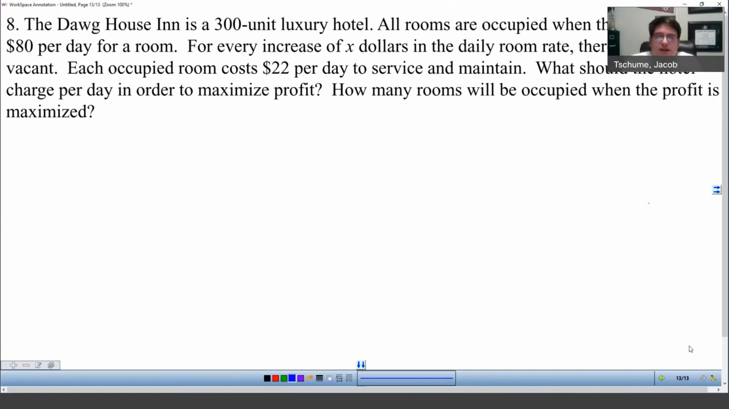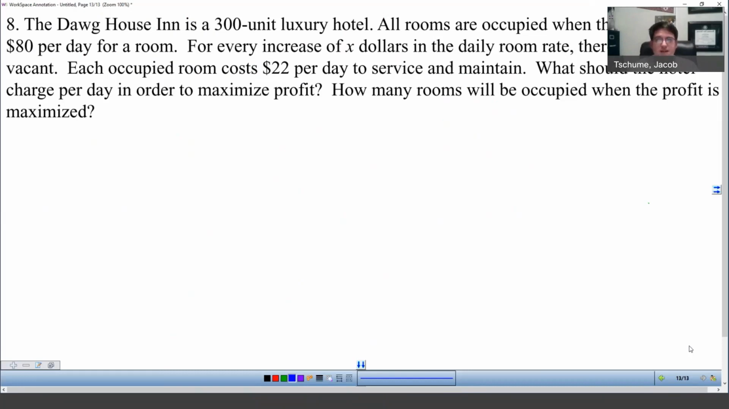So let me pause there for a second. What this is saying is that if you charge $80 a room, you will sell out your hotel every time. Once again, it's all about making money. What this next sentence says is that for every dollar you raise your rate, that's how many rooms you're going to have vacant. So if you were to raise your rate up to $85, so $5 extra, you're going to lose 5 rooms and they're going to be vacant. So you won't make the money off that room.